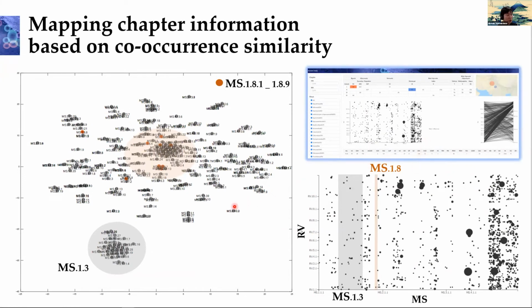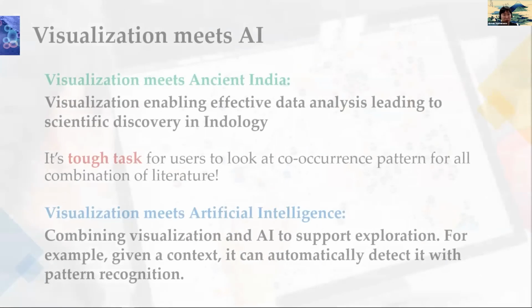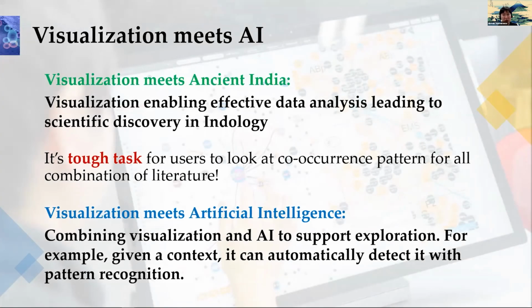For example, from this mapping we can see the MS 1.3 has a unique cluster of co-occurrence patterns compared to others. And in other views, such as the scatter plot, we can see how unique it is using the linked function. So it's kind of overview and detail exploration in the visualization. So that is a future work that I'm thinking. And I'd like to conclude my talk.